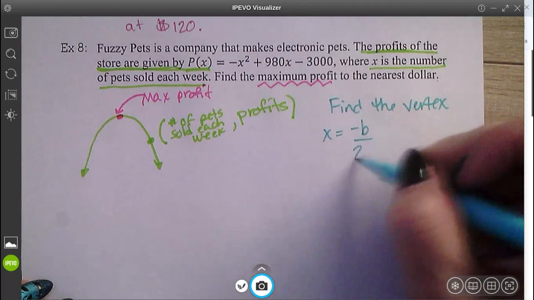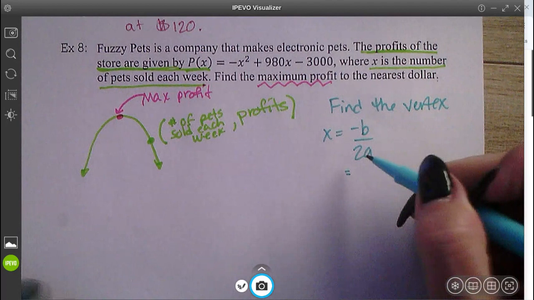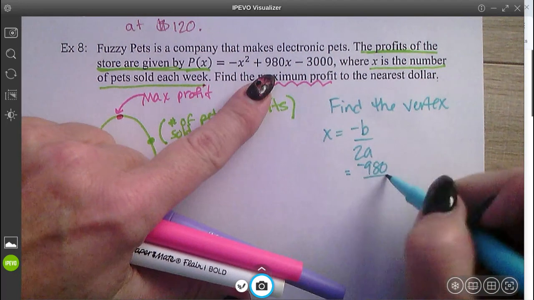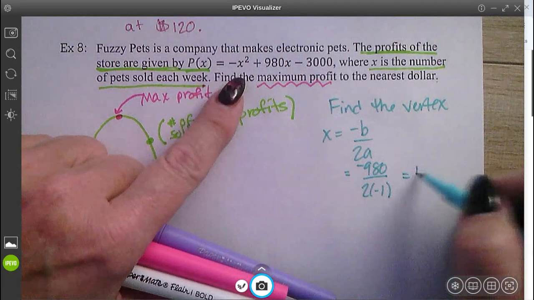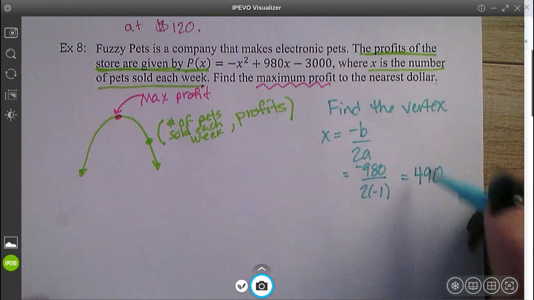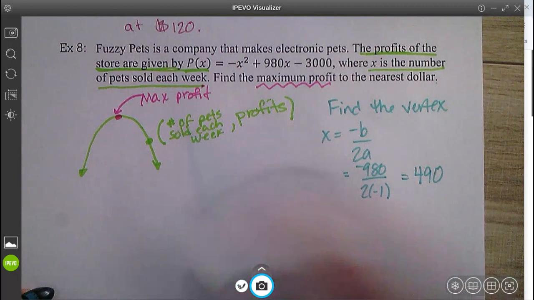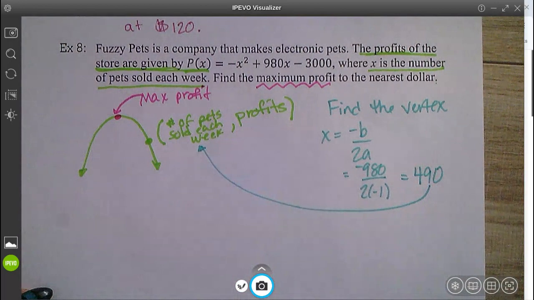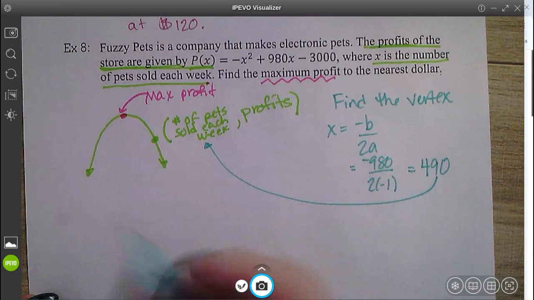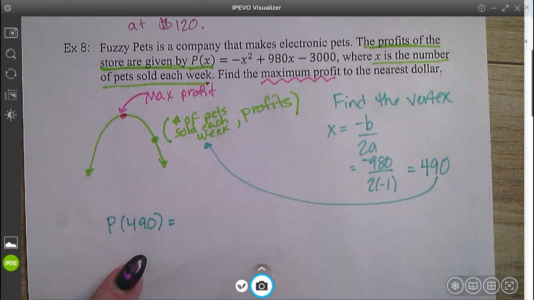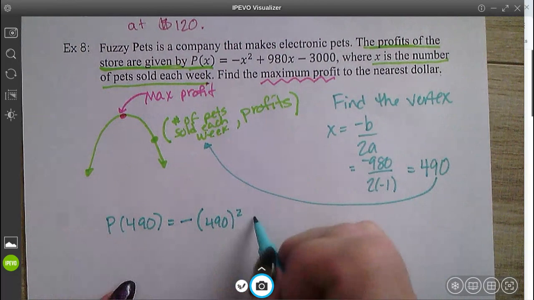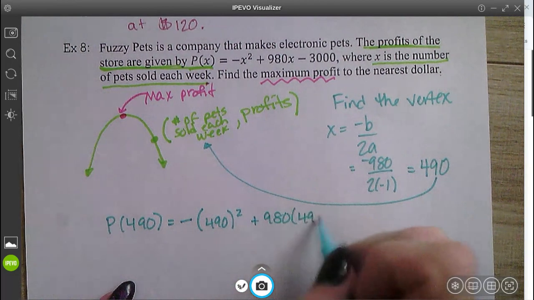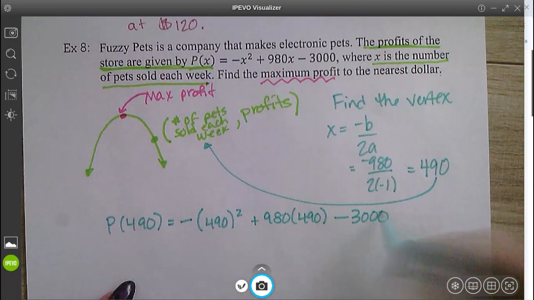So we're looking for x equals opposite b over 2a, which is opposite of b, negative 980 over 2 times a. A was negative 1. So that is going to be 490. So we should be making 490 pets each week, or selling 490 pets each week. To figure out our profit, we are going to replace x with 490 in our equation. So we have negative 490 squared plus 980 times 490 minus 3,000.